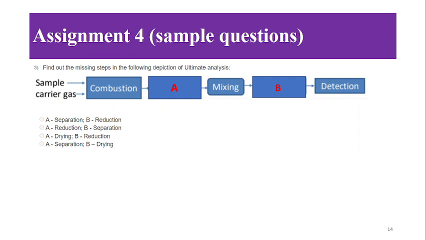So the third question: find out the missing steps in the following depiction of ultimate analysis. Can anybody give me the answer for this? What will be A and B here?